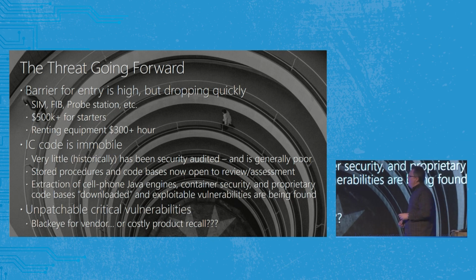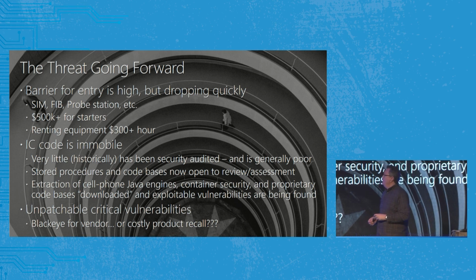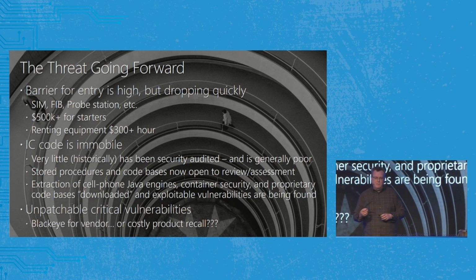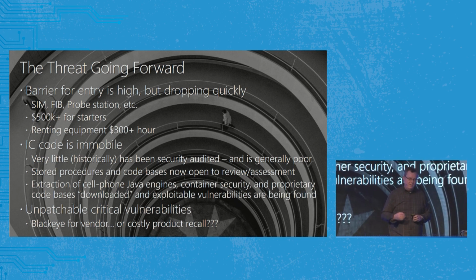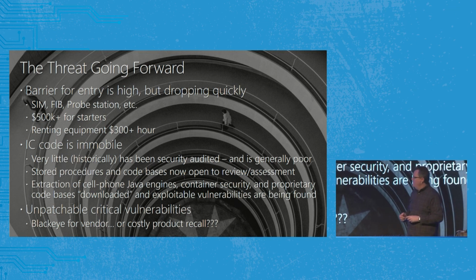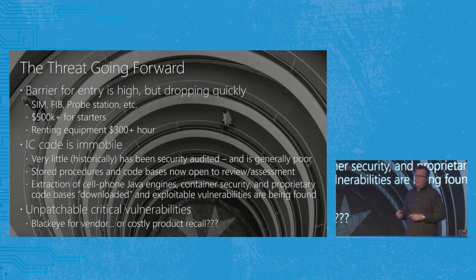Other things that worry me really is that the integrated circuit code is immobile. Okay, so today many of the chips and technologies that are out there have been designed to be in circulation for many years. So the ability to actually reverse engineer these particular chips and find vulnerabilities means that once you find a vulnerability, it is nigh on impossible for the chip manufacturers to fix it.